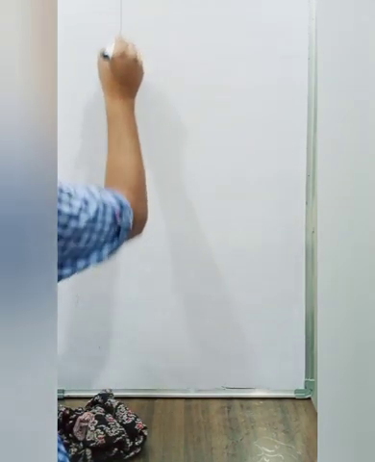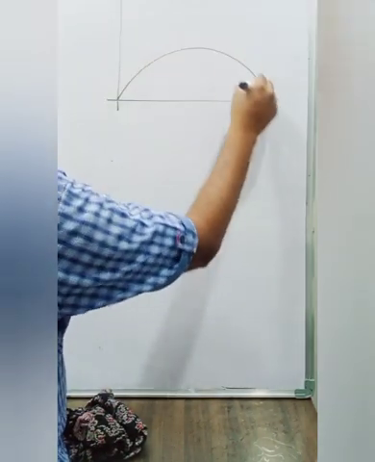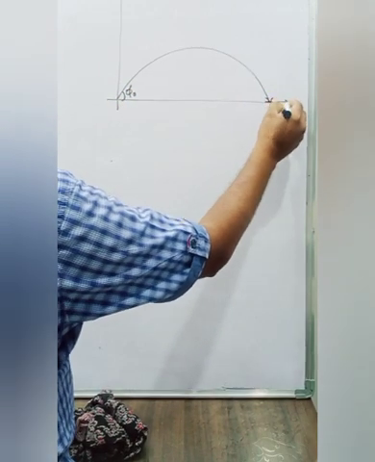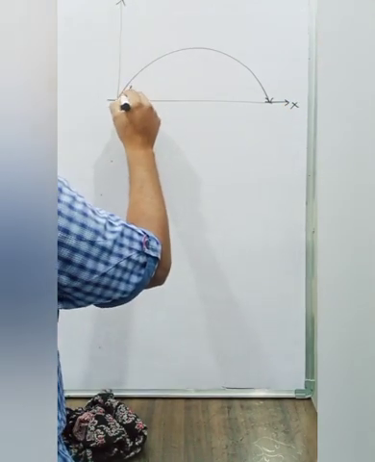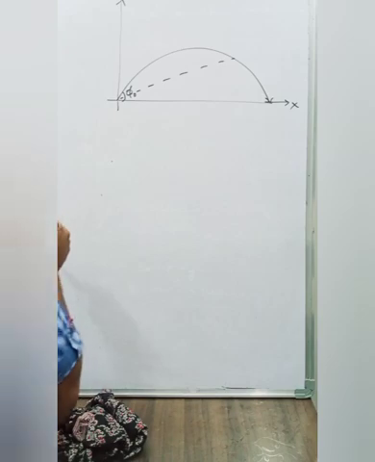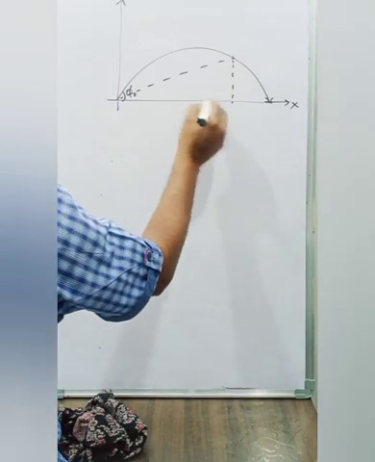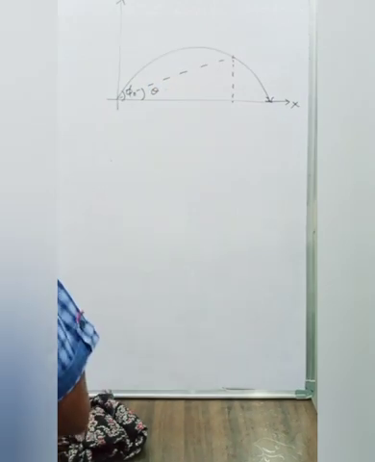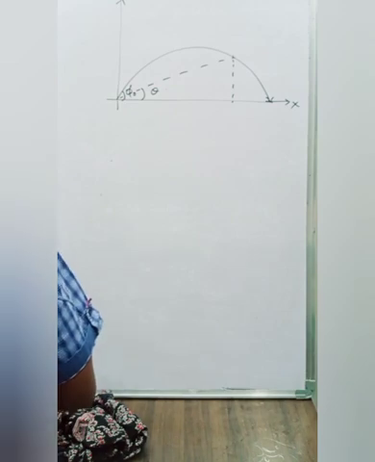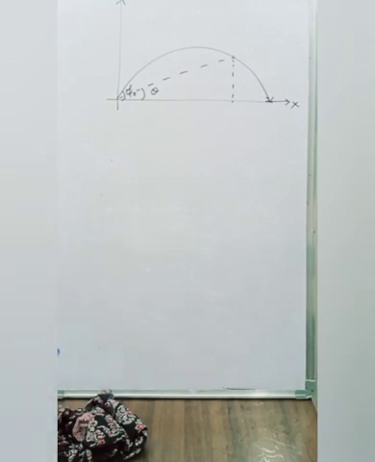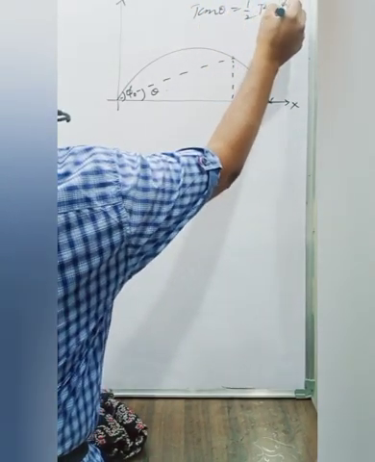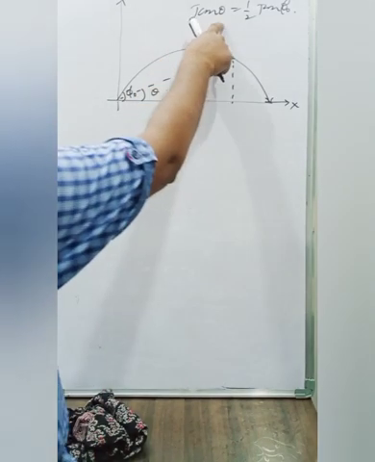A projectile is projected with an angle phi naught, then it reaches the same plane. So the angle of elevation is theta. Therefore we can prove that the angle of elevation satisfies tan theta is equal to half tan phi naught. So this is the angle of elevation.